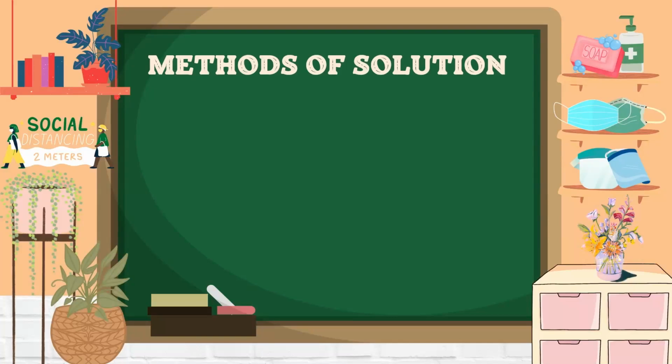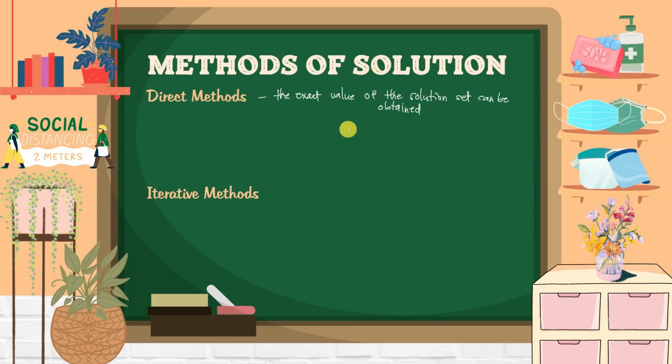In continuation with our discussion, there are only two groups of methods of solution considered. The first one is the direct methods and the second one is the iterative methods. Direct method is the method wherein the exact value of the solution set can be obtained, while iterative method is a method wherein the approximate value is obtained by iteration.